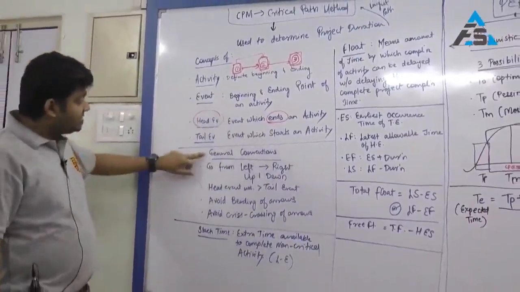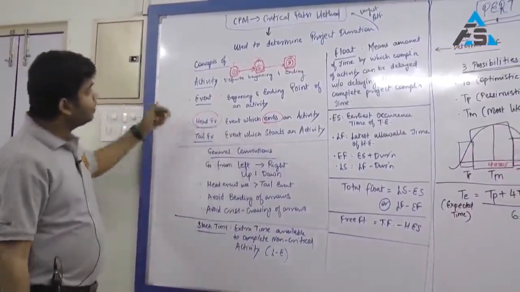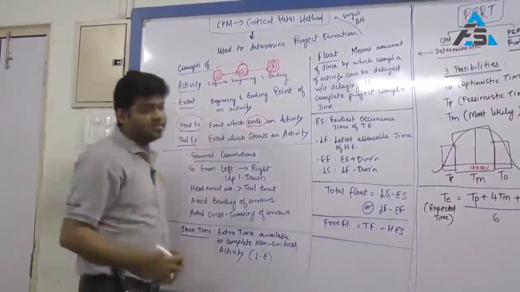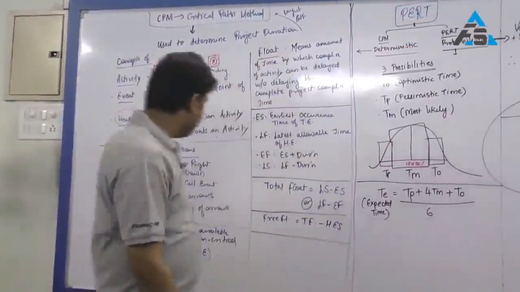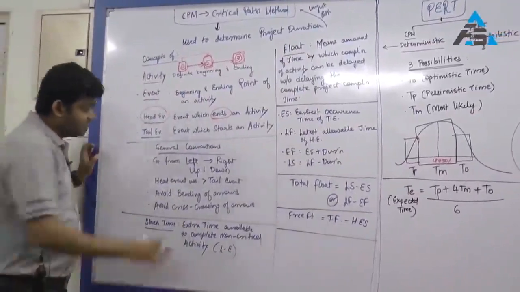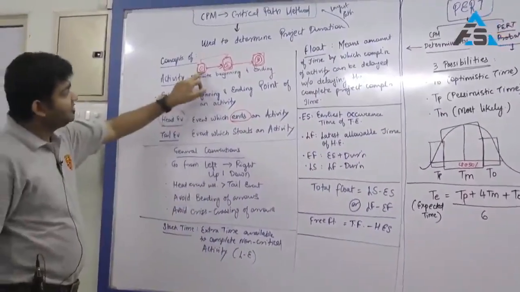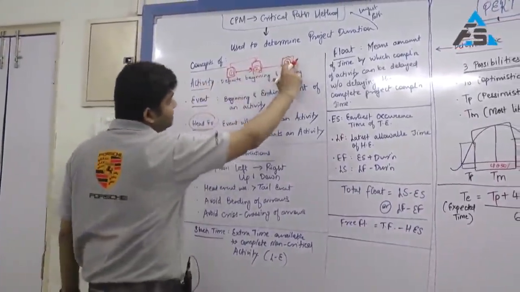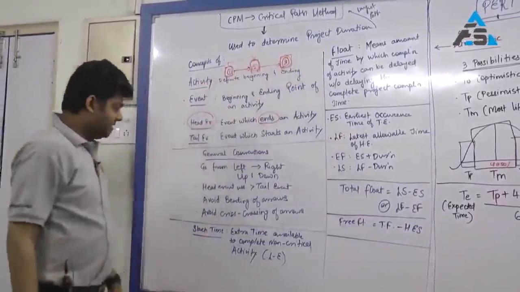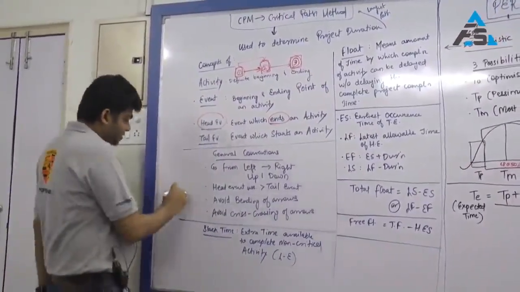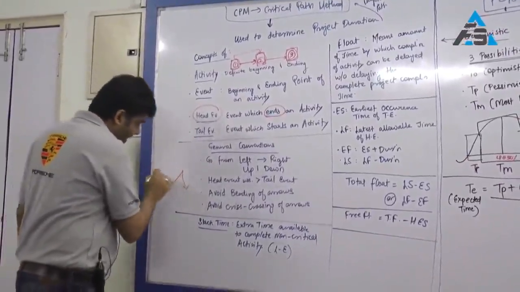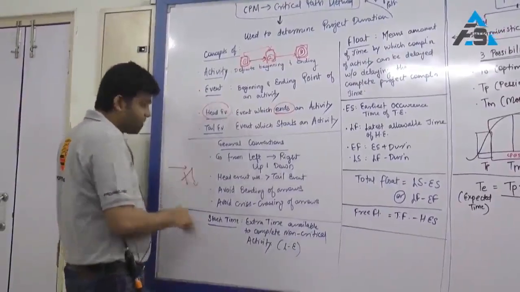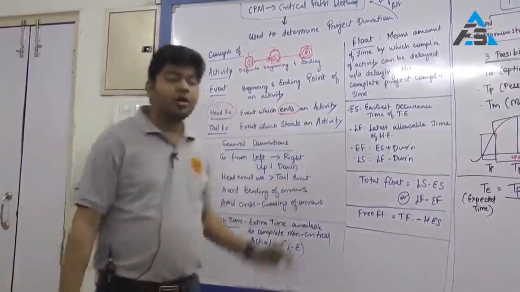Now moving on, what are the general conventions that you need to keep in mind when you are drawing the network diagrams? First, go from left to right, and as far as possible go up and down as well. Second, head event numbers will always be greater than tail event numbers. So here if you see 1 to 2, 2 is the head event, 1 is the tail event. 2 to 3, 3 is your head event, 2 is your tail event. Avoid bending of arrows. Straight lines should be preferred. Avoid crisscrossing of arrows. Again, you should draw a straight line.